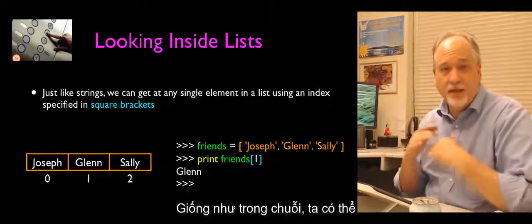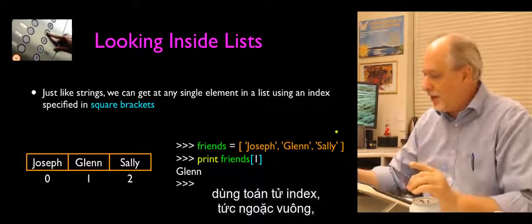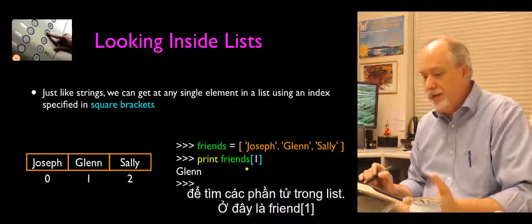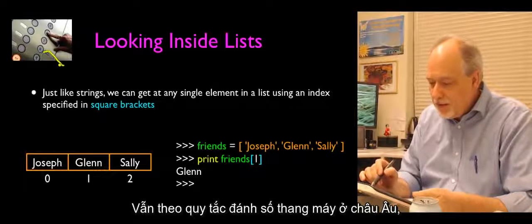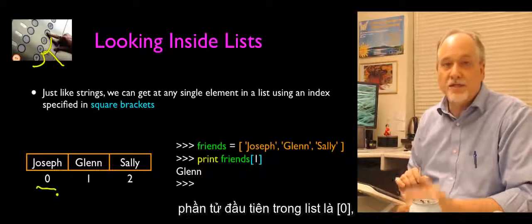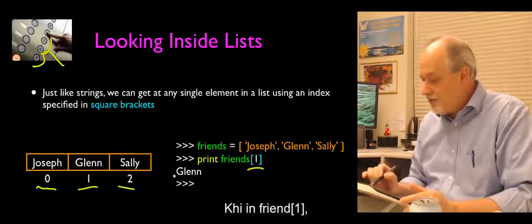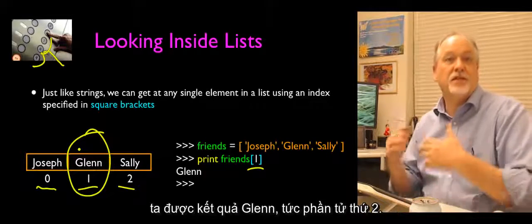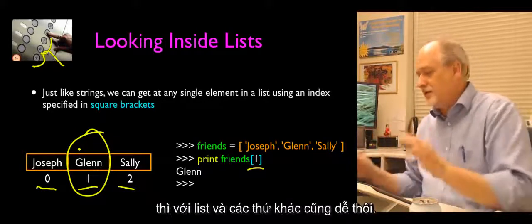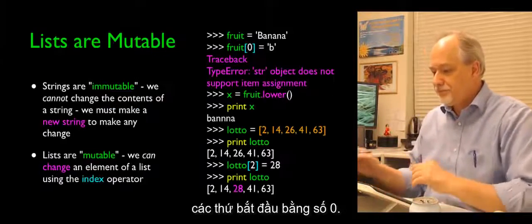Just like in a string, we can use the index operator, the square bracket operator, and we can look up items in the list, friends sub 1. Not surprisingly, using the European elevator rule, the first item in a list is sub 0. The second item is sub 1, and the third one is sub 2. So here when I print friends sub 1, I get Glenn, which is the second element, just like strings. Once you know it for strings, lists and the rest of these things make a lot more sense. Just remember that we're in Europe, and things start with zero.